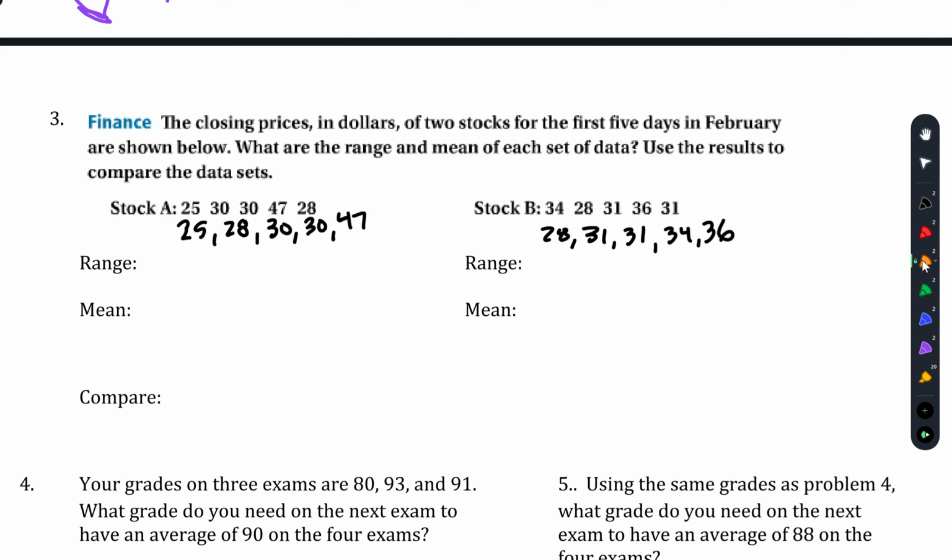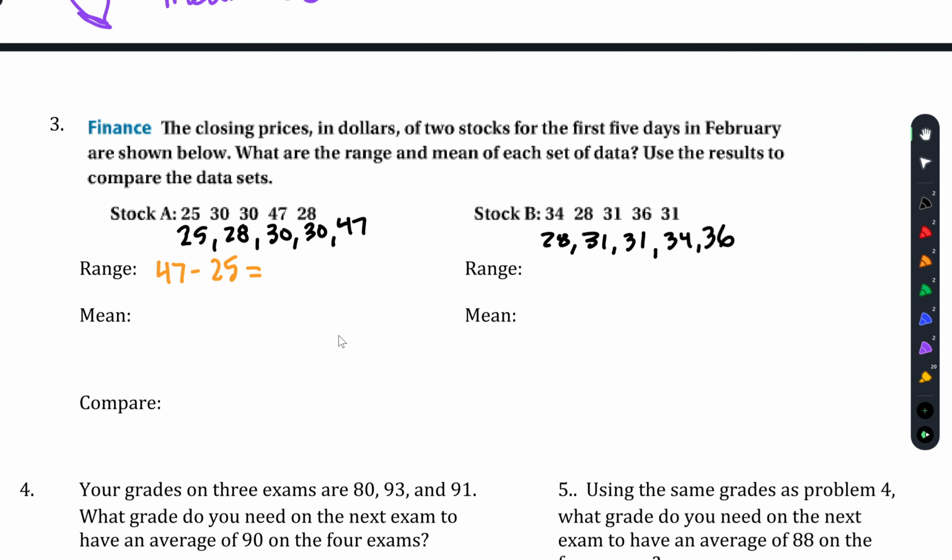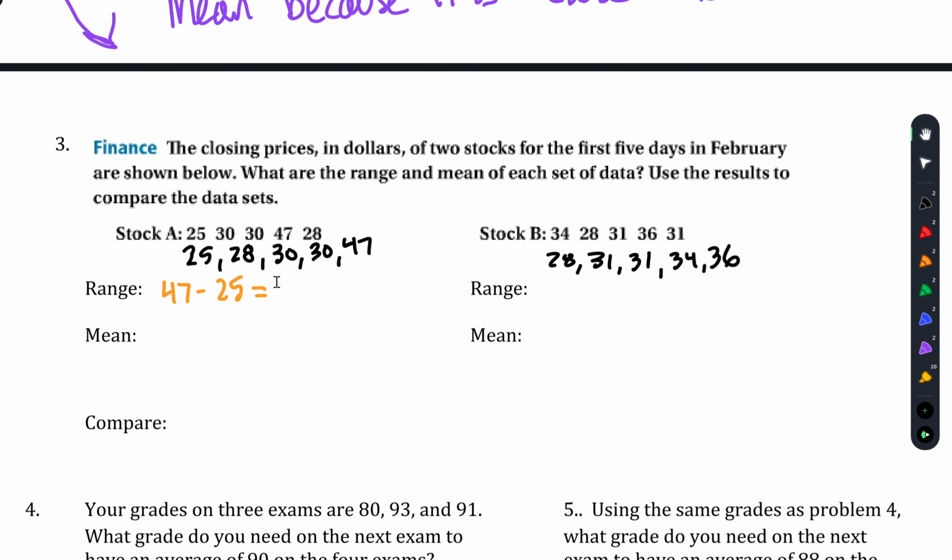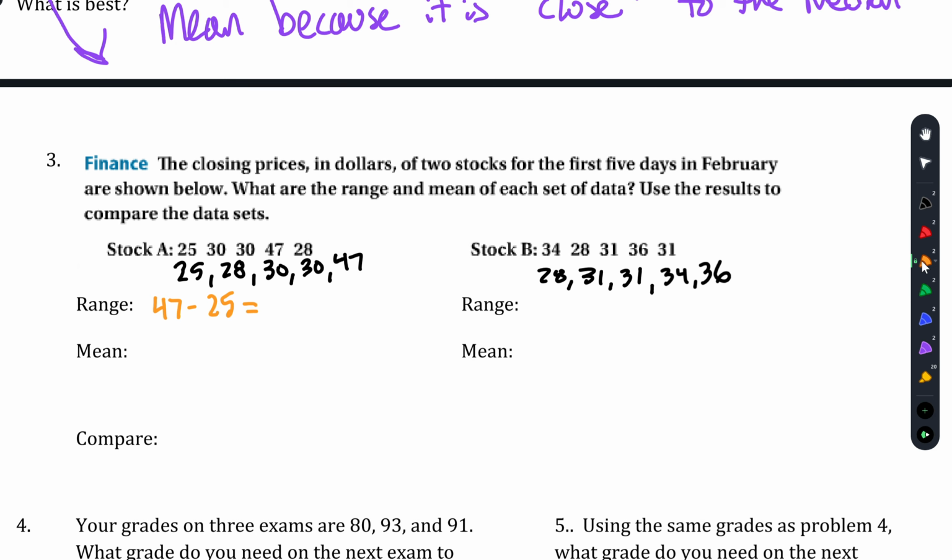So now to find the range, we take the greatest number and we subtract the smallest number. Oops. Hello, erase. There we go. So 47 minus 25, this range here is 22. Okay, there we go. And then 36 minus 28, this range is 8.